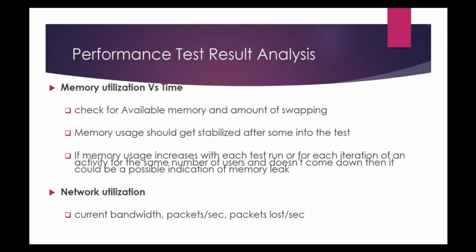Memory utilization versus time. Check for available memory and amount of swapping. Memory usage should get stabilized after some time into the test. If memory usage increases with each test run or each iteration of an activity for the same amount of users and does not come down, then it could be a possible indication of a memory leak. For network utilization, keep a check on current bandwidth, packets per second, and packets lost per second.